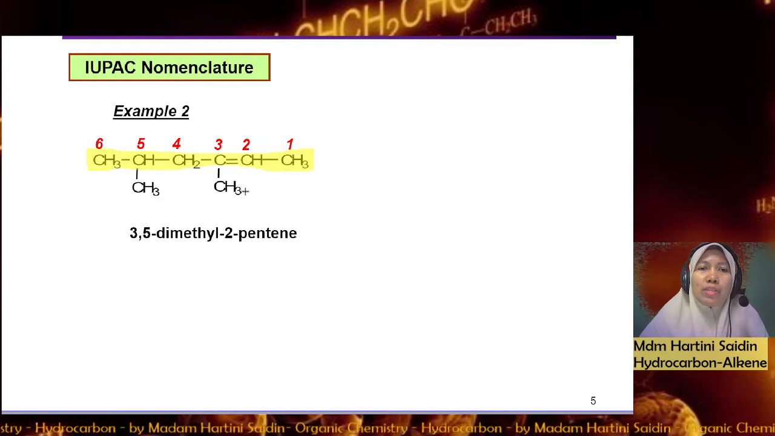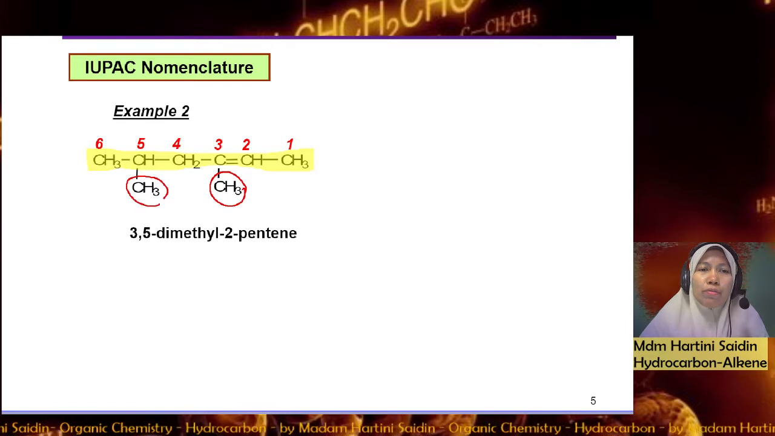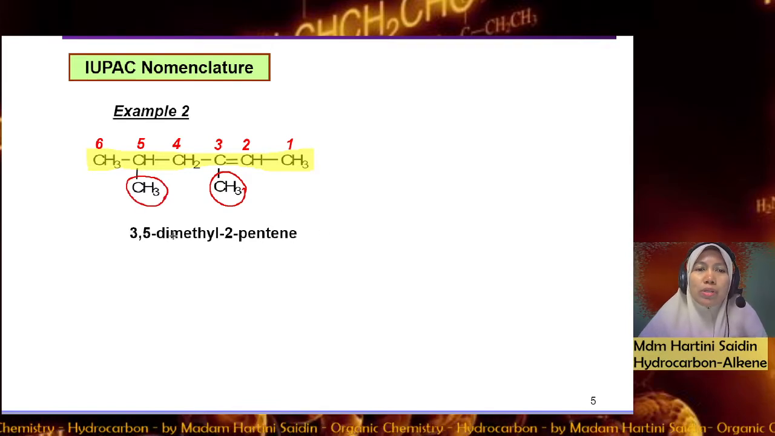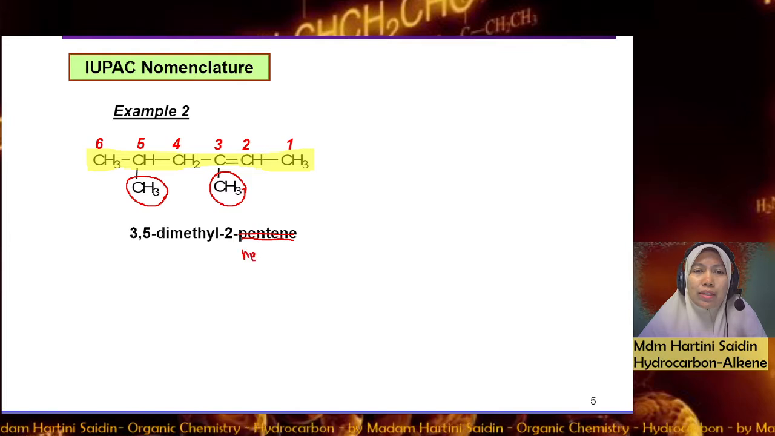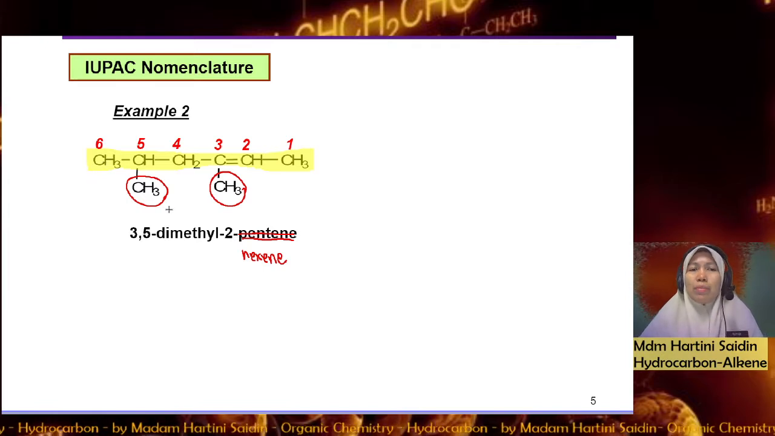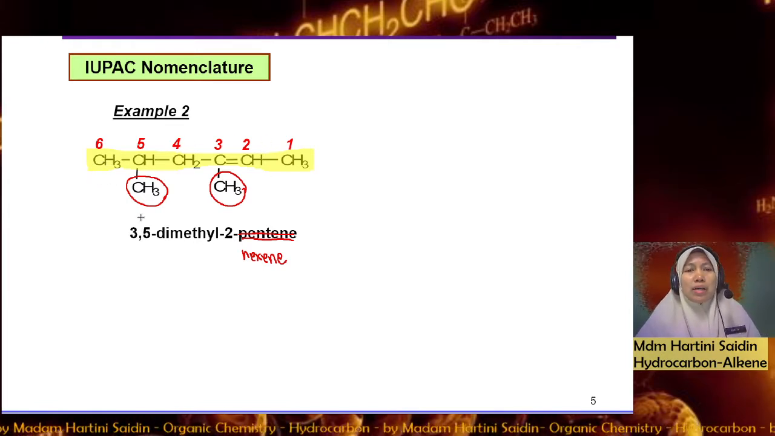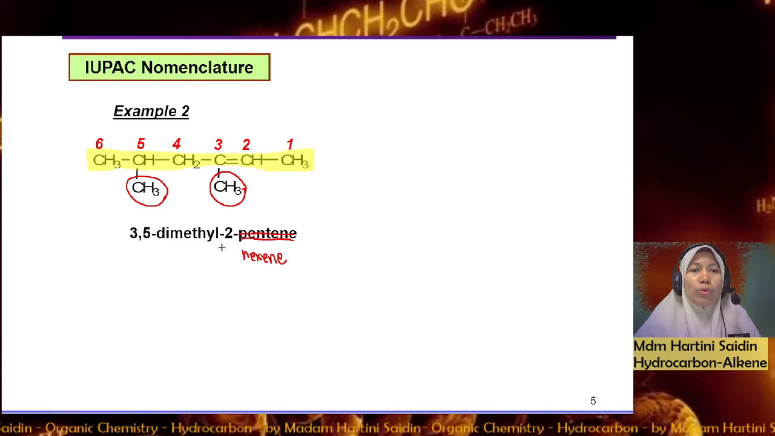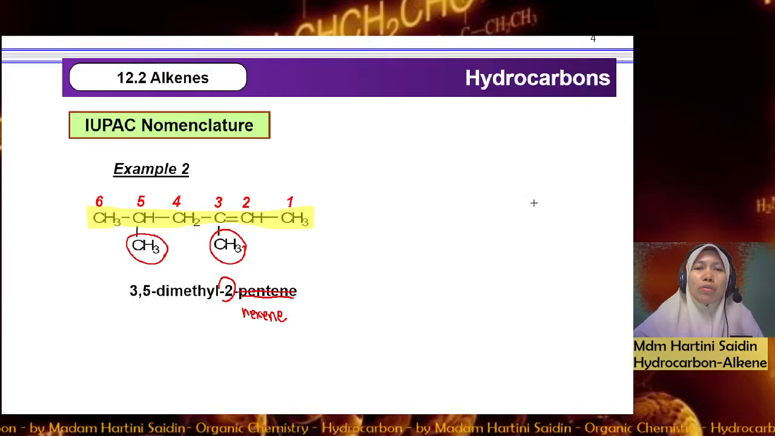Now, the position of the substituent is at carbon number 3 and carbon number 5. So, the name is 3,5-dimethyl. Okay, ni bukan pentene. So, ada kesalahan di sini. So, the answer is 3,5-dimethyl-2-hexene. Kenapa dia hexene? Because of the other 6 carbon. The longest continuous carbon chain adalah 6 carbon. So, hexene. Why 2? 2 is the position of the carbon-carbon double bond.